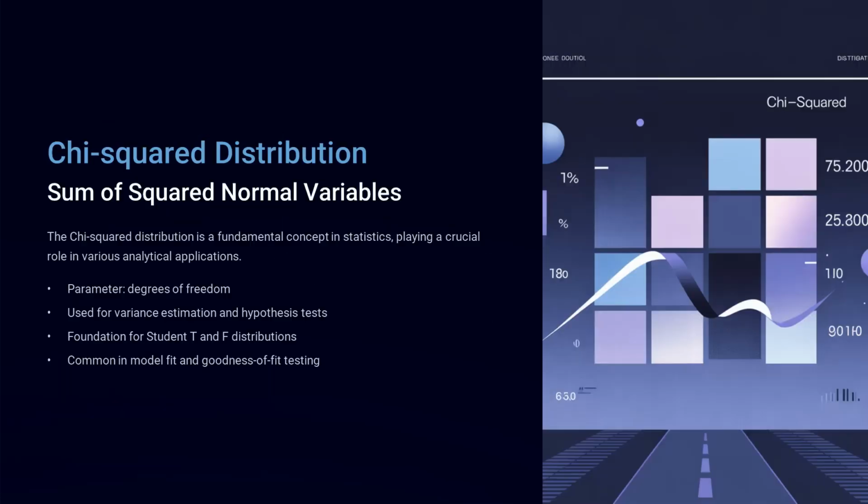Chi-squared, Student T, and F distributions. Let's group these three together. The chi-squared distribution arises when you square and sum a number of standard normal variables. It has one parameter, the degrees of freedom, which simply represents how many squared terms you summed. You'll encounter chi-squared distributions in statistical testing, especially when dealing with variances or model fit. For example, goodness of fit tests or confidence intervals around standard deviations.